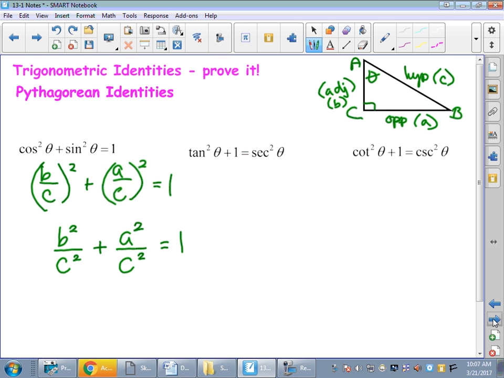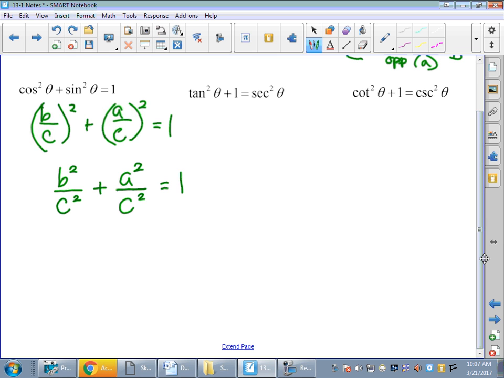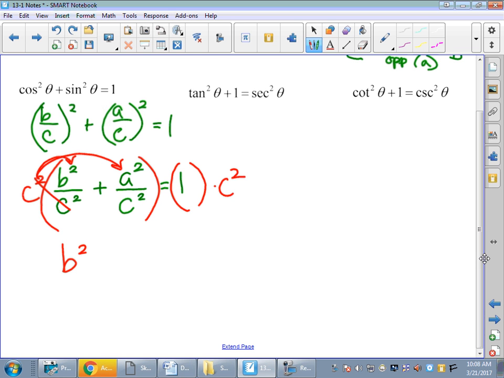Right now I have 2 fractions with a common denominator that equal 1, but I'd rather not work with fractions. So if I could, I'd like to eliminate those fractions. If I multiply this whole side by c squared, and multiply this whole side by c squared, whatever I do to one side, I can do to the other. That will eliminate my fractions. If I distribute the c squared to the first fraction, they cancel, and it leaves me with b squared. If I multiply the second fraction by c squared, it too eliminates the c squared and gives me a squared. And now I have it equal to c squared.